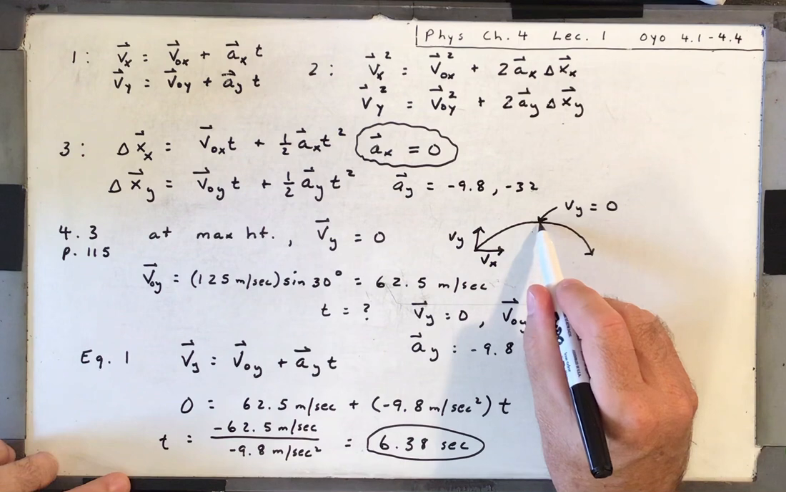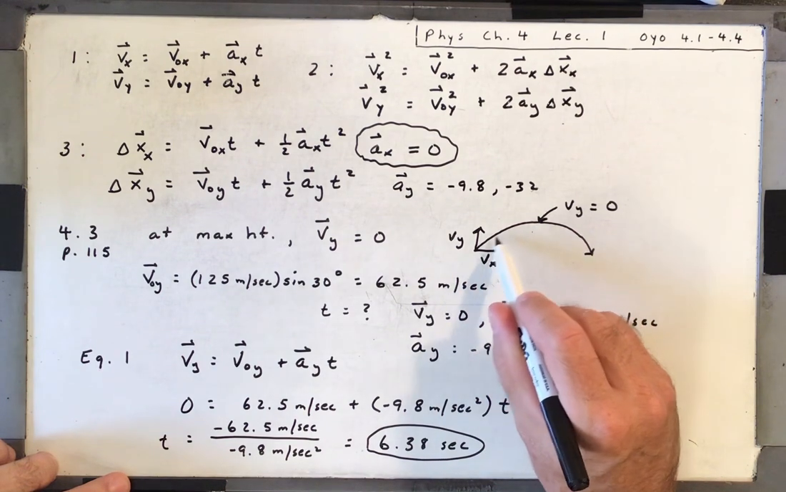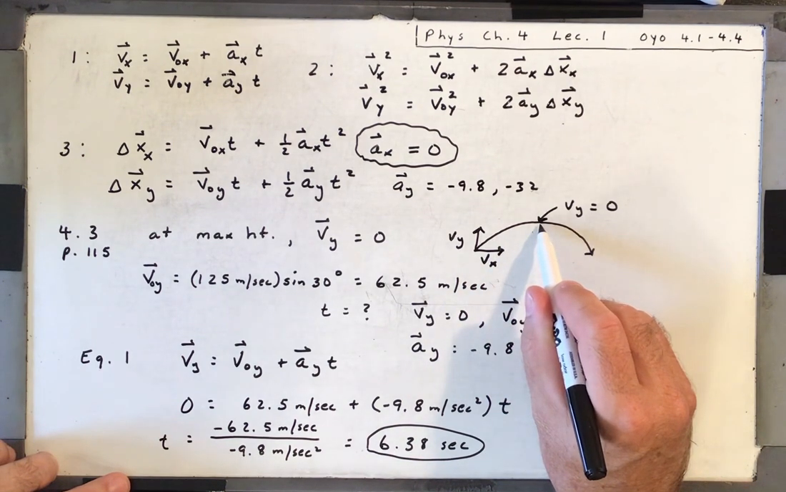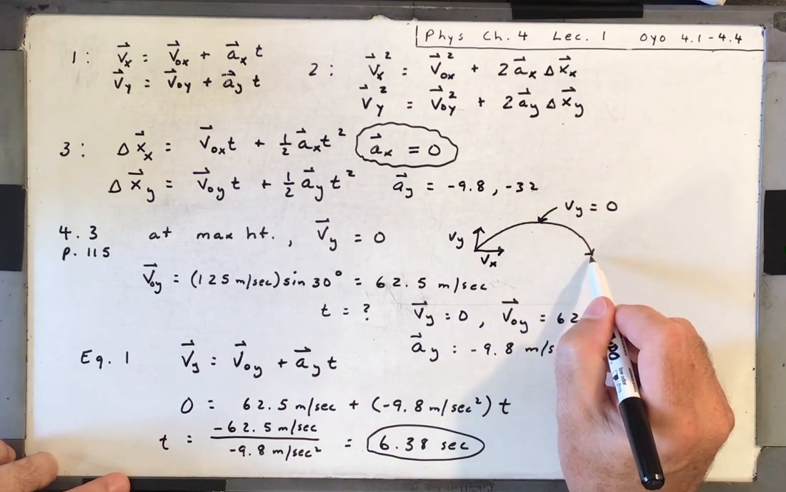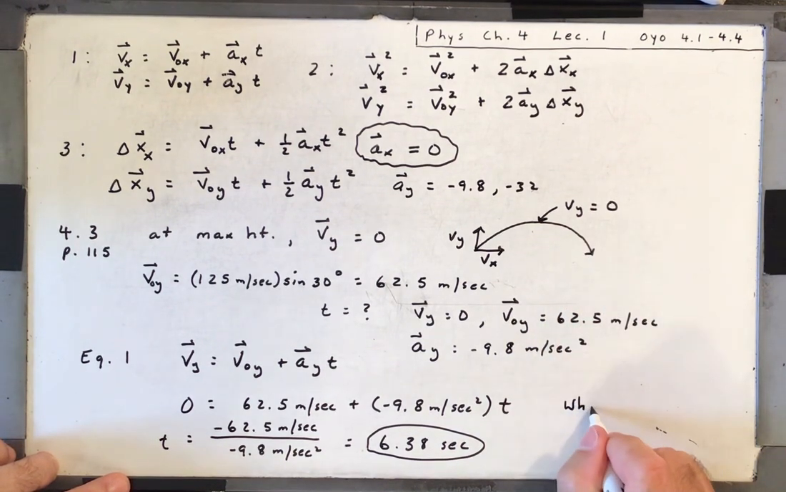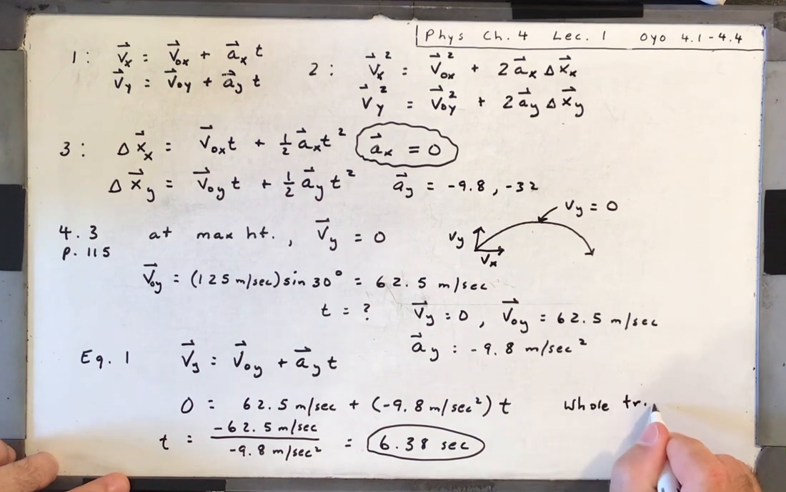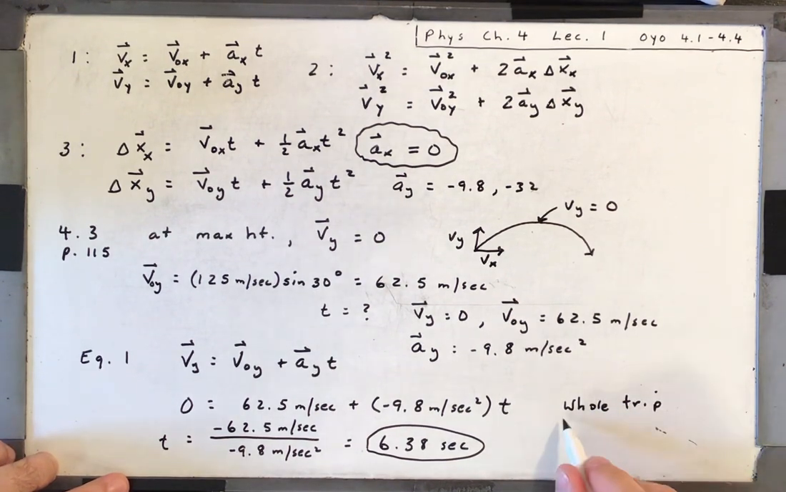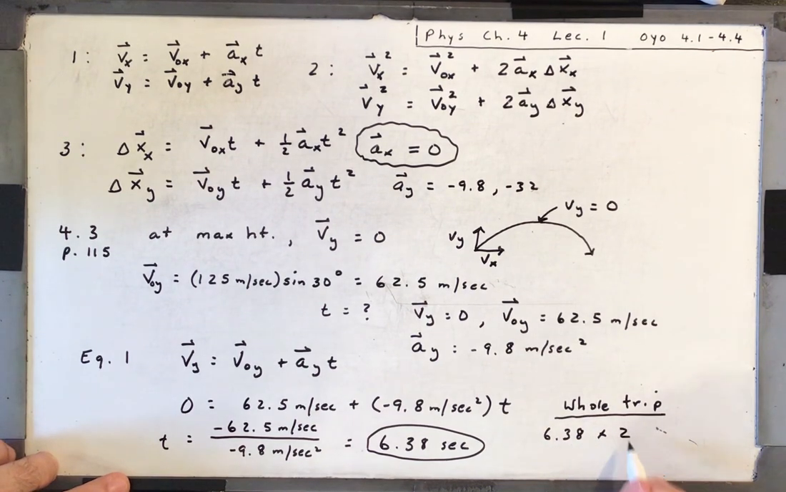So that's how long it takes to get to right here. Well, if it takes 6.38 seconds to get to the midpoint, you would just double that to get to its final destination, the end of the parabolic journey. So the whole trip for this missile is going to be 6.38 times 2. So that's 12.79 seconds. So that would be part B.